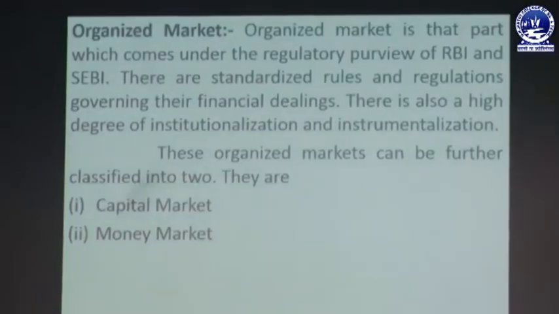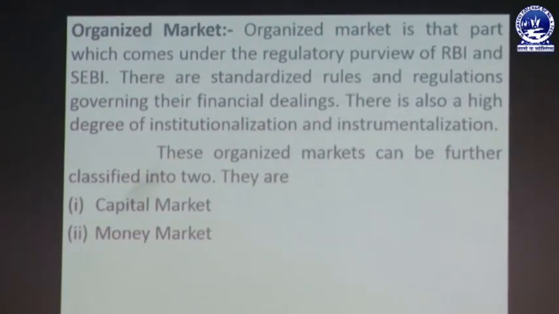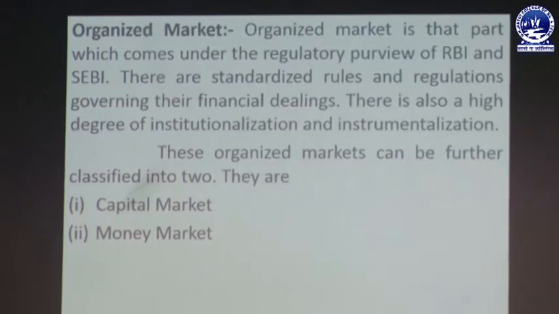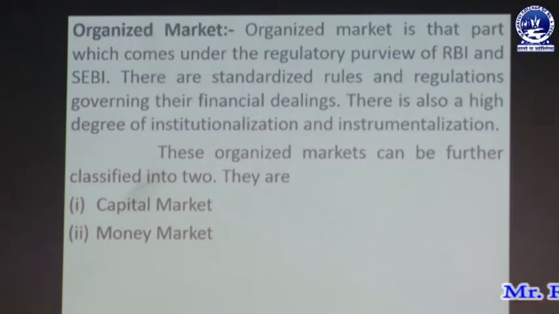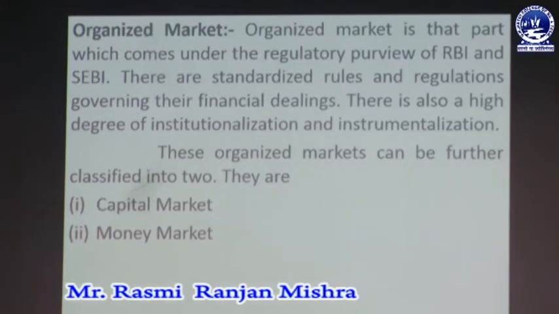Then next we come to the organized market. Organized market is that part which comes under the regulatory purview of RBI and SEBI. There are standardized rules and regulations governing their financial dealings. There is also a high degree of institutionalization and instrumentalization. This organized market can be further classified into two: the capital market and the money market.